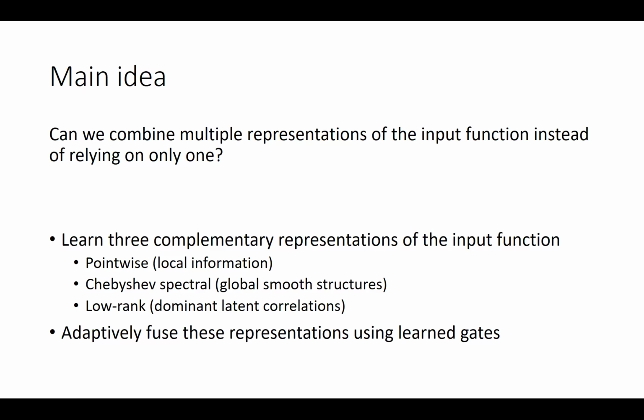But simply averaging these branches is not enough. Different physical problems need different features. Therefore, one of our main contributions is an adaptive fusion mechanism. It is purely data-driven and it uses learnable gating networks. The model dynamically decides for each input how much to trust local details versus global spectral shapes.